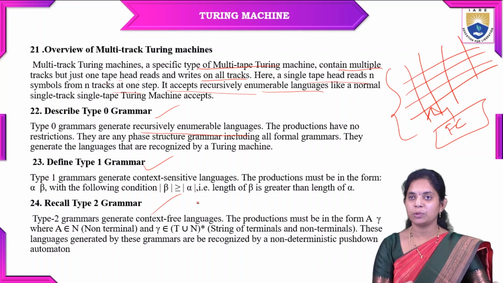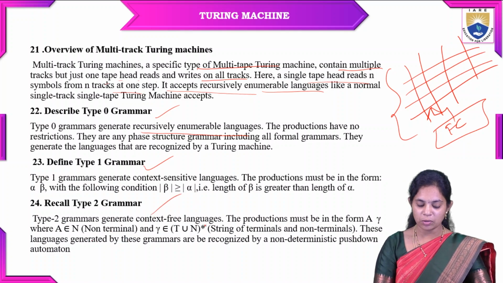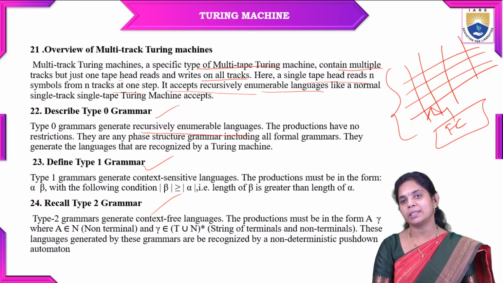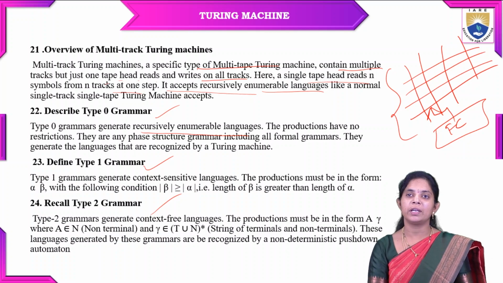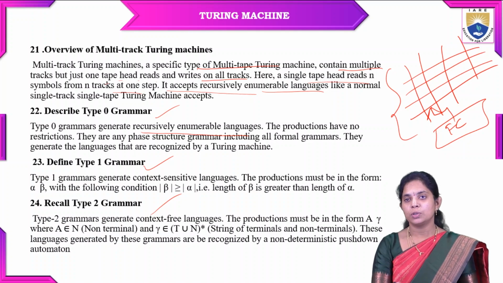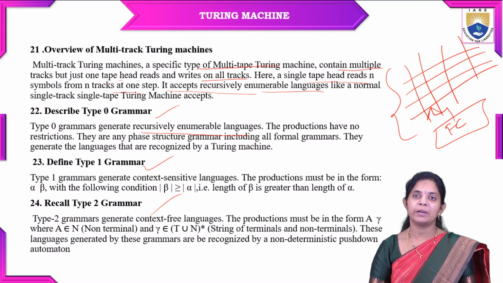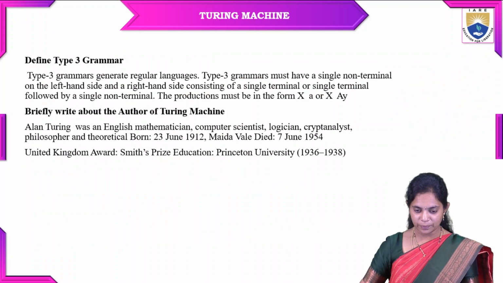And recall the type 2 grammar. Recalling the type 2 grammar, which has a left-hand side and a right-hand side, there is a condition: the length of the right-hand side production rule should be greater than or equal to that of the left-hand side.